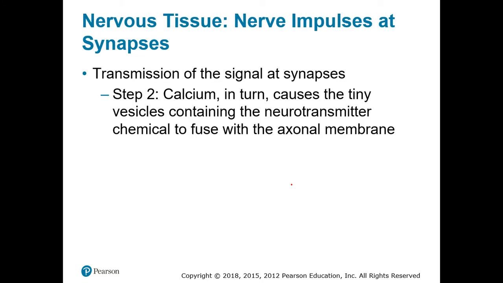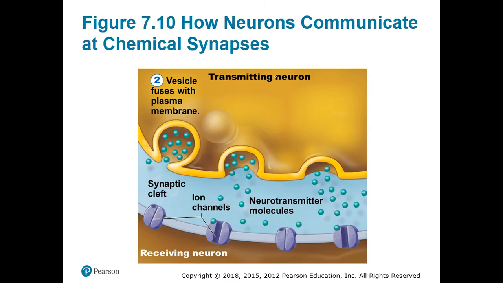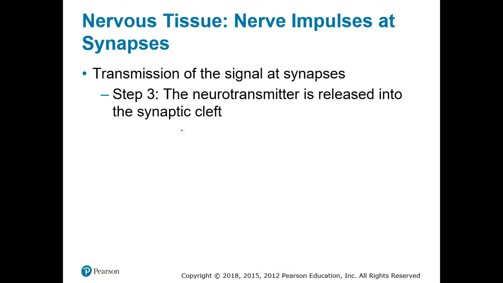What happens is that calcium causes those tiny vesicles which contain neurotransmitters, that is the chemical aspect of sending a signal, to fuse with the axon's membrane. So here the vesicles fuse with the membrane. So vesicles fuse with plasma membrane. The neurotransmitter is released into that little synaptic cleft, or remember this is called the synapse, which is your little gap. So I'm going to say gap between neurons.